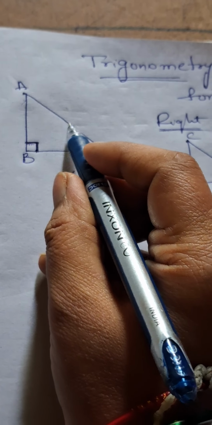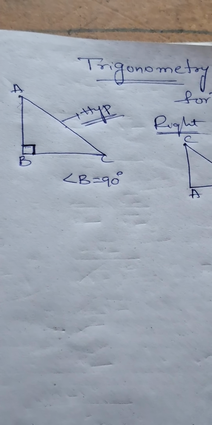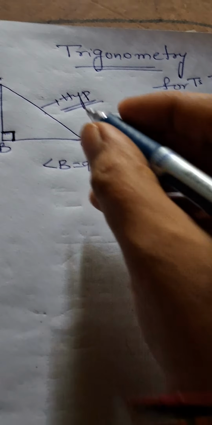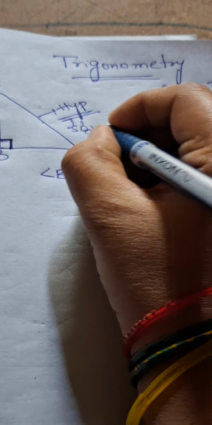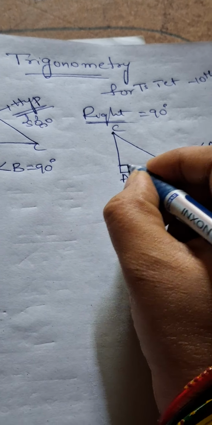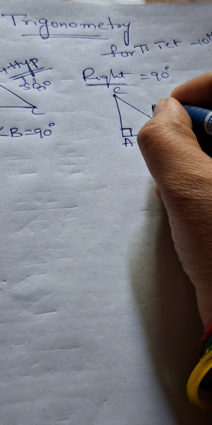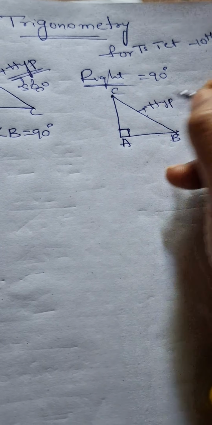And next, one more thing I want to tell you. In a right angle triangle, the side exactly opposite the right angle is the hypotenuse. In Telugu, karnamu. Here angle A, exactly opposite side of the angle A is the hypotenuse. Keep it in your mind, don't confuse.